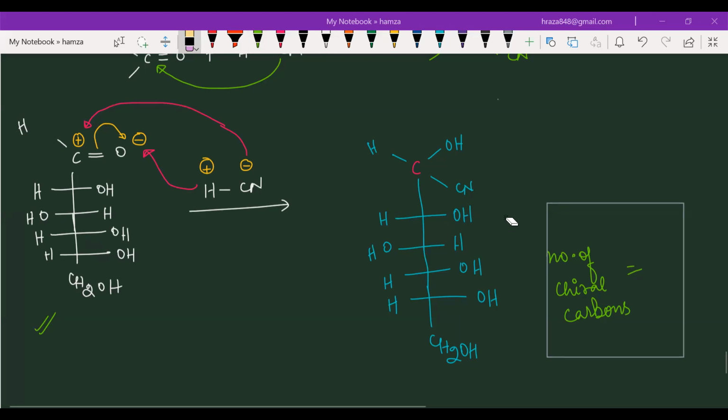Can anyone calculate this number of chiral carbons? Sir, 5. Yes, it will be. You can see this is not, because 2 hydrogens are there. So this carbon 2, then 3, then 4, and now this C has a different group, and this different group. So this is also chiral. So number of chiral carbon equals 5.